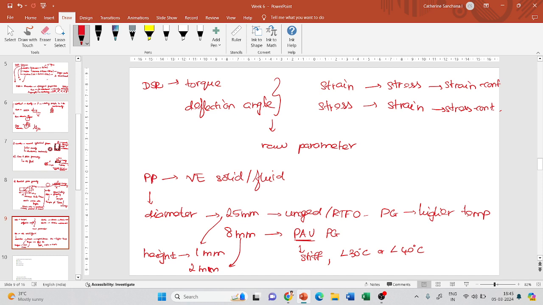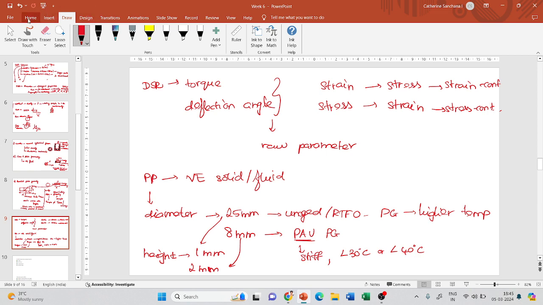So this is it regarding a parallel plate geometry. These are the three widely used geometries, and which one do you think has the least contact area with the sample? Which geometry?